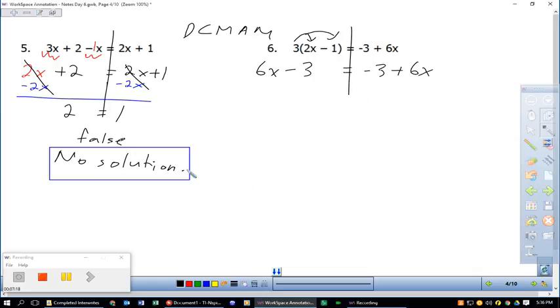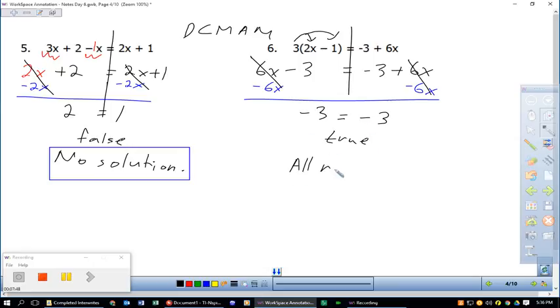If these two sides look familiar or look similar, they are. Negative 3, positive 6. So we'll move variables next, since we can't combine like terms over here or over here. Move variables, we'll subtract 6x. And we get 0 pair, 0 pair, negative 3 equals negative 3. This is a true statement. Negative 3 is always negative 3. Therefore, our answer is all real numbers.